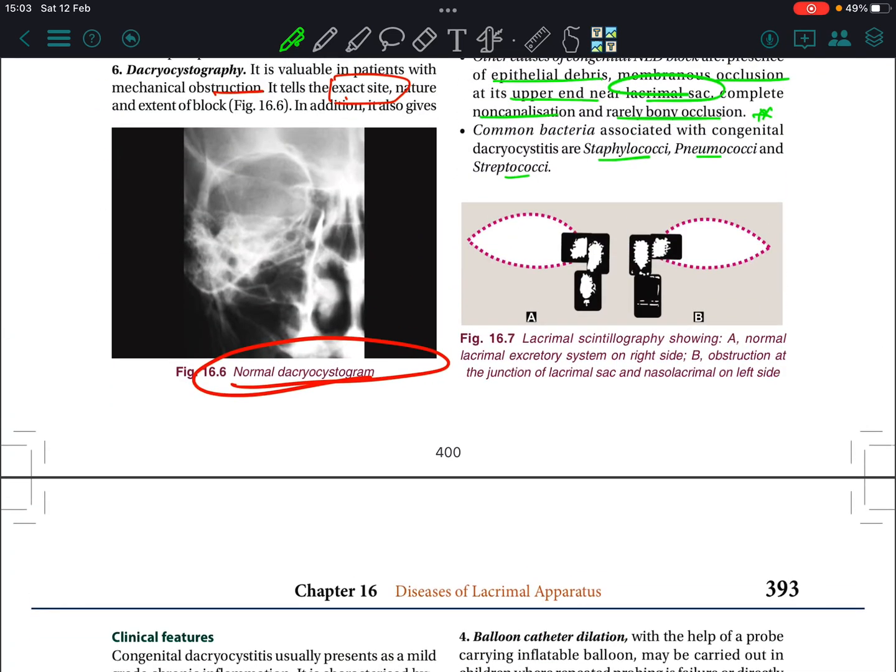Lacrimal scintigraphy showing normal lacrimal excretion on the right side. Normal lacrimal excretion. Obstruction at the junction of the lacrimal sac and nasolacrimal duct on the left side.